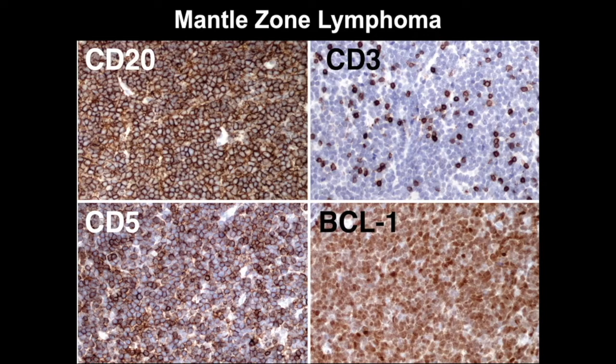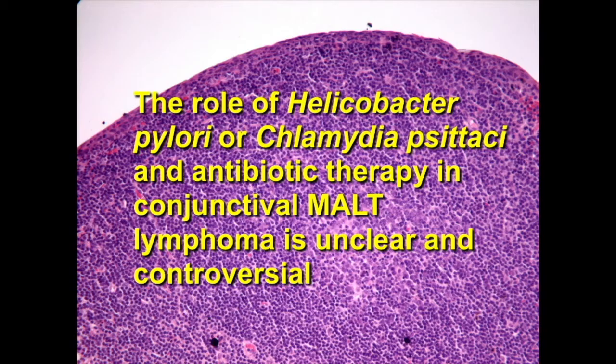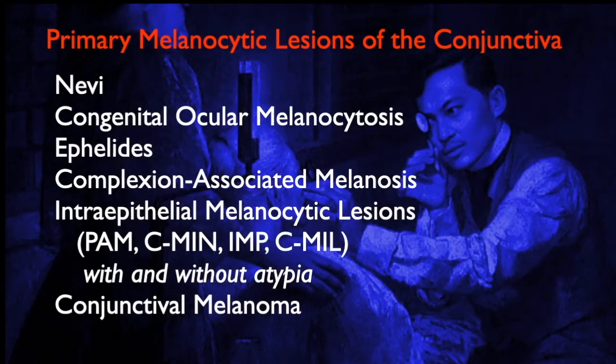Why is that important? Well, this is one of the more malignant types of lymphomas, tends to be widely disseminated at presentation and occurs in older males. In the stomach, MALT lymphomas are associated with Helicobacter pylori infection. In the conjunctiva, the role of this infection is somewhat unclear and controversial.